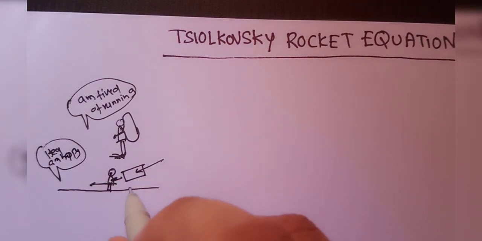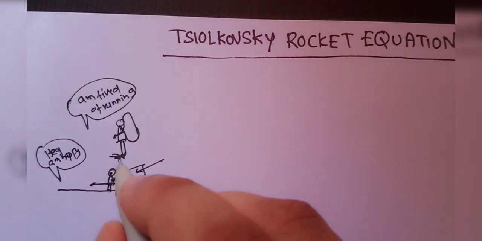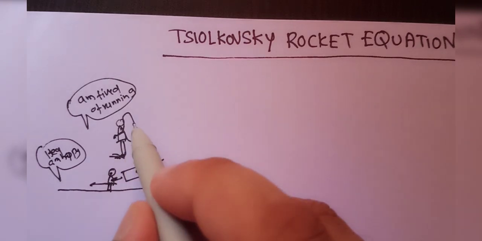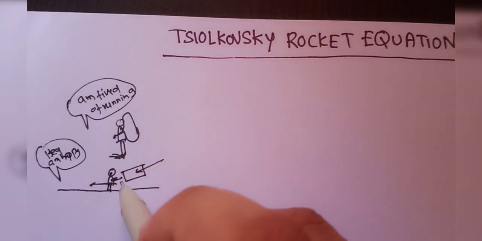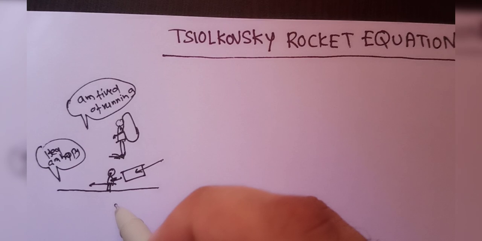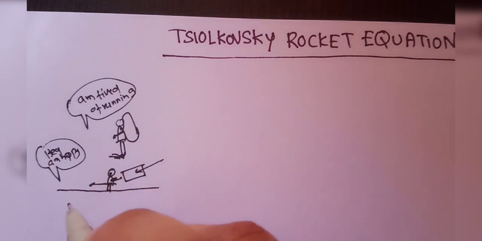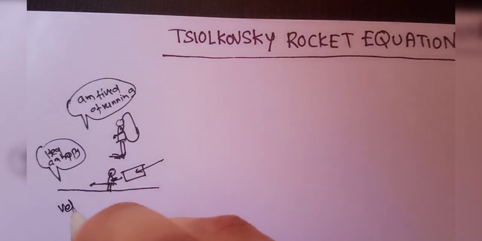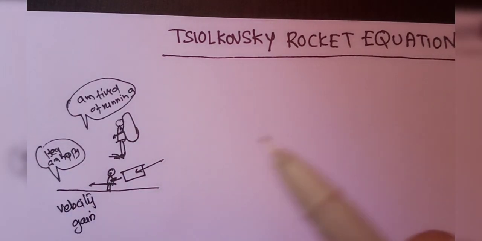So why is he happy? Because there is no more load on his back. Initially he was experiencing tiredness because of the high load, and now he is not experiencing any tiredness. Instead, he is getting an additional velocity which makes him run faster. That additional velocity is called the velocity gain. A similar scenario happens in a rocket also.